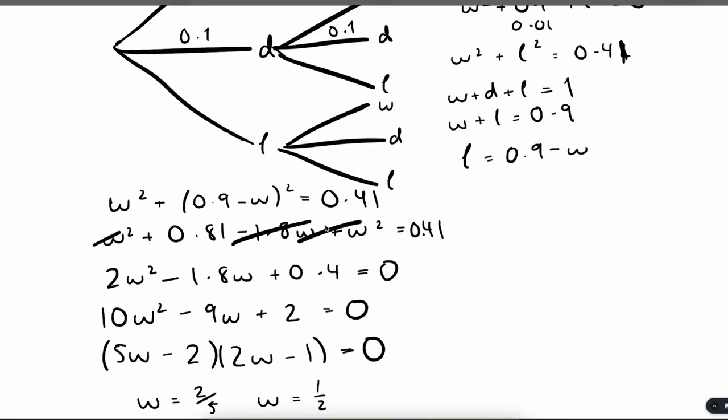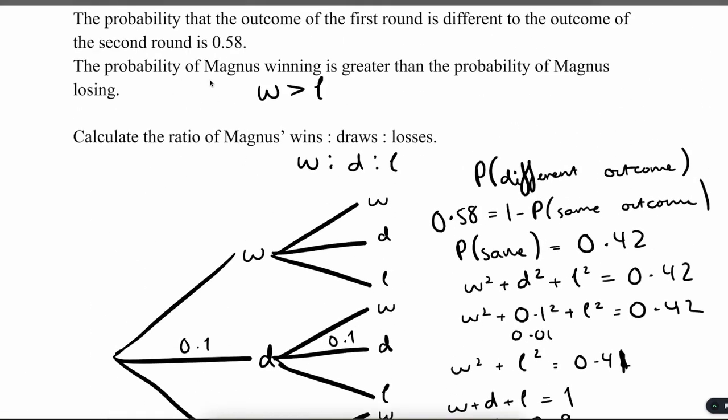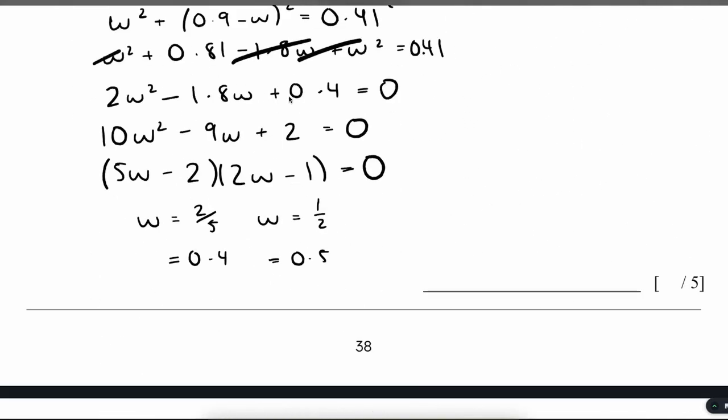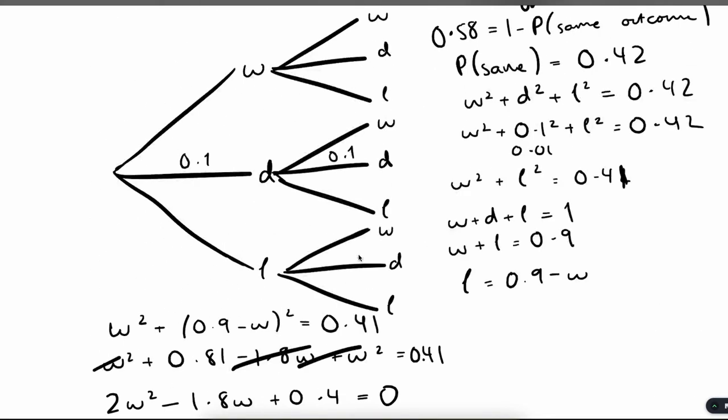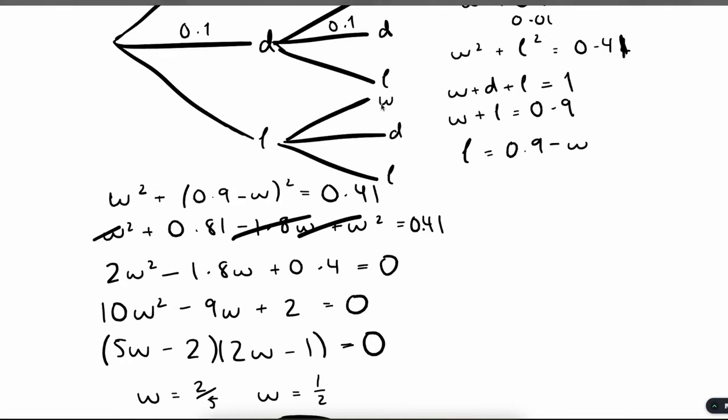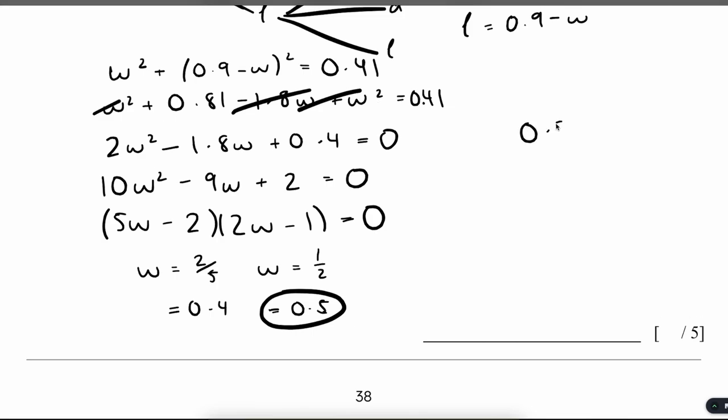Now it says at the beginning the probability of Magnus winning is greater than the probability of Magnus losing. So W is greater than L. That means we're going to take the greater value, which is 0.5. So the ratio of Magnus's wins to draws to losses would be 0.5. We know his draws are 0.1, and so his losses are going to be 0.9 minus 0.5, which is 0.4. And so that's 5 to 1 to 4. So that is our answer.